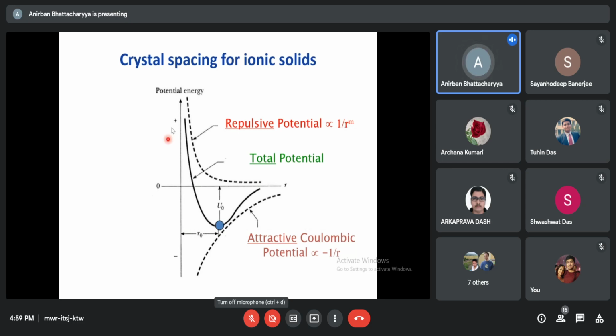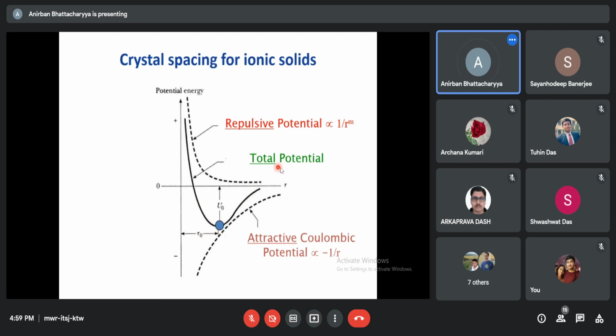So this is the reason for the formation of a crystal. What will happen if at this point you provide energy? Then it will try to oscillate. Now, do you think this slope and that slope are the same? So which way will the oscillation be more, the sharper slope or the weaker slope? Weaker slope, right? So if it keeps oscillating, it will move more towards this side, and so R0 is going to increase. So that is thermal expansion.